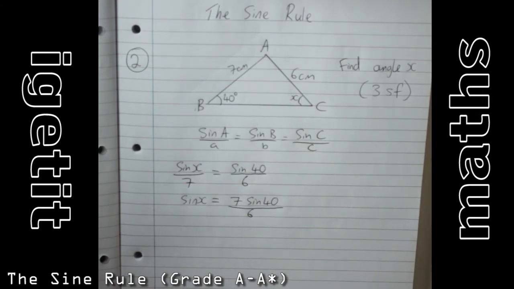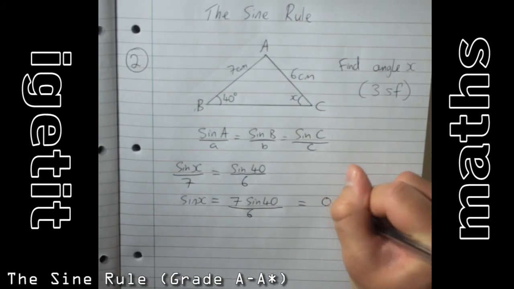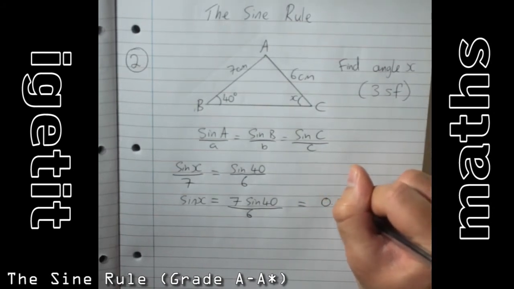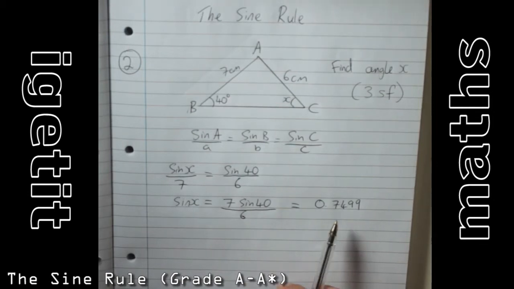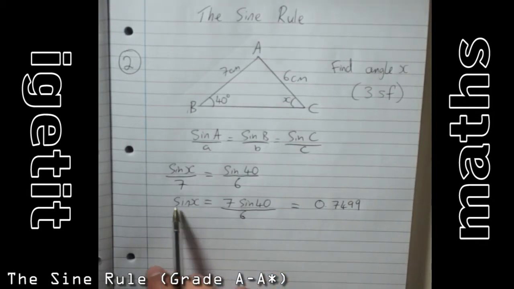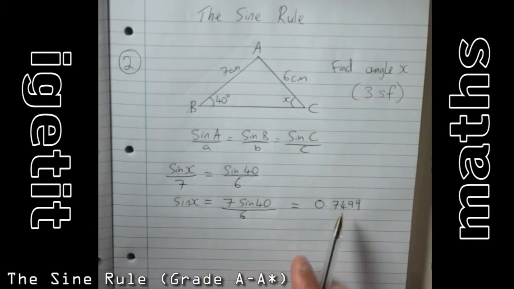Now if you work that out on your calculator, so 7 times by sine 40, press equals, divided by 6, you will get 0.7499. Okay? Now remember, that isn't the angle. That is sine of the angle. Look, it says here sine x, the sine of the angle, is equal to 7 sine 40 divided by 6. And we get that. Now, how do you get from sine of an angle to an actual angle?